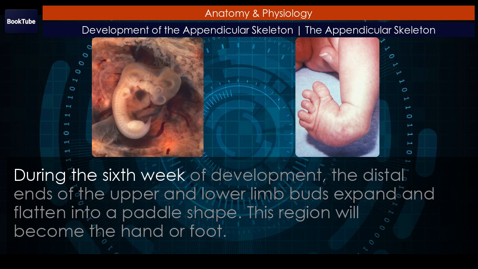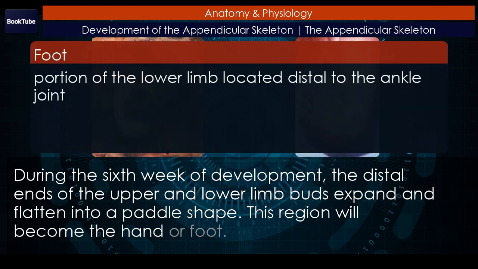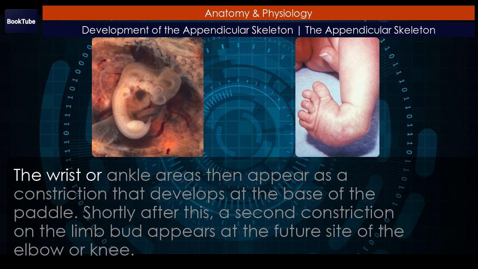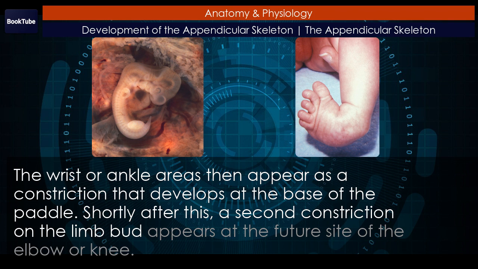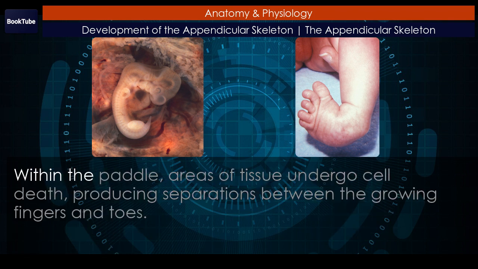During the sixth week of development, the distal ends of the upper and lower limb buds expand and flatten into a paddle shape. This region will become the hand or foot. The wrist or ankle areas then appear as a constriction that develops at the base of the paddle. Shortly after this, a second constriction on the limb bud appears at the future site of the elbow or knee. Within the paddle, areas of tissue undergo cell death, producing separations between the growing fingers and toes.